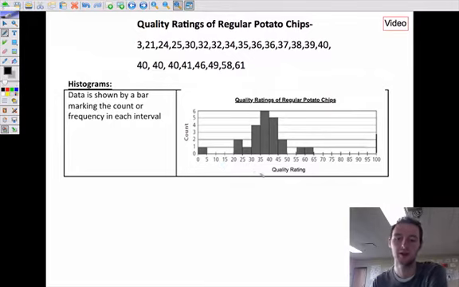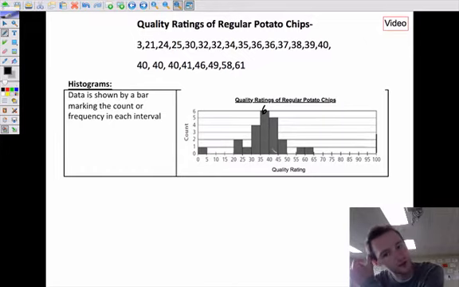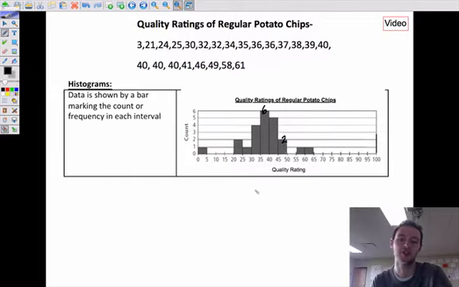Okay, and so for this example, we're looking at quality ratings of potato chips, and so it looks like there was one bag of potato chips with a quality rating from 0 to 5. Over here, from 35 to 40, there were 6 quality ratings. There were 2 quality ratings from 45 to 50. And so what this shows you is just how many of each thing there were.